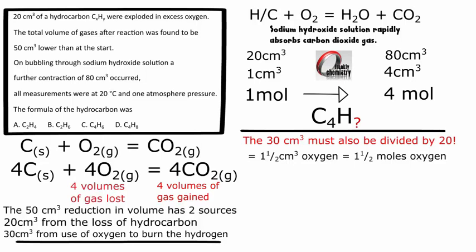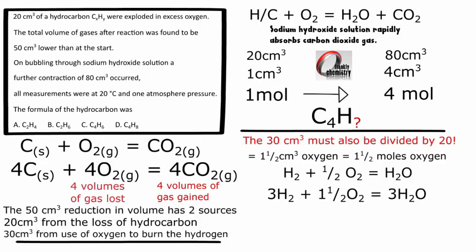Let's look at the equation for the reaction of hydrogen with oxygen to see how many moles of each are involved. And you can see for every half mole of oxygen, you react 1 mole of hydrogen gas. So I would like that to read not a half O2 but 1.5 O2, because that's how many moles of oxygen we've established have reacted with the hydrogen. So there's the appropriate equation.